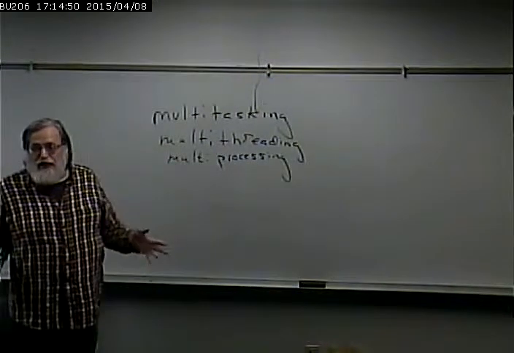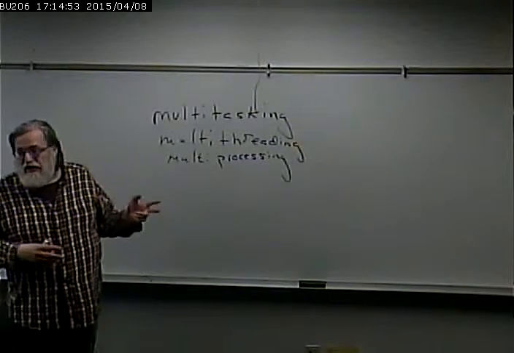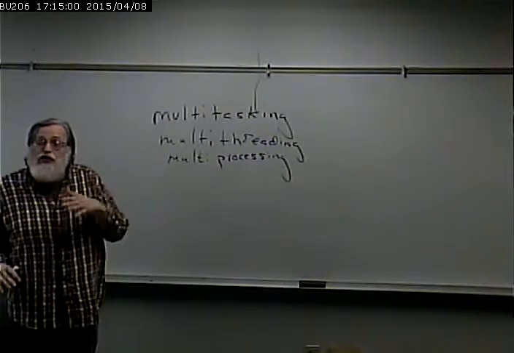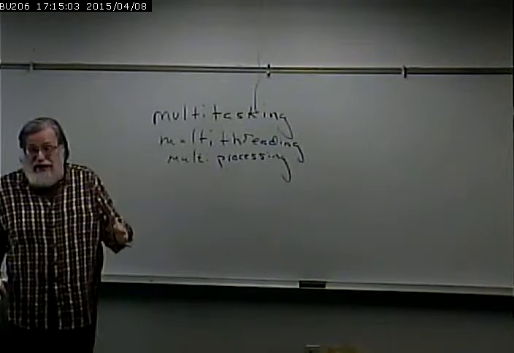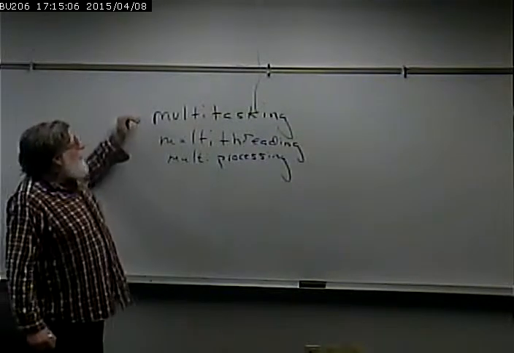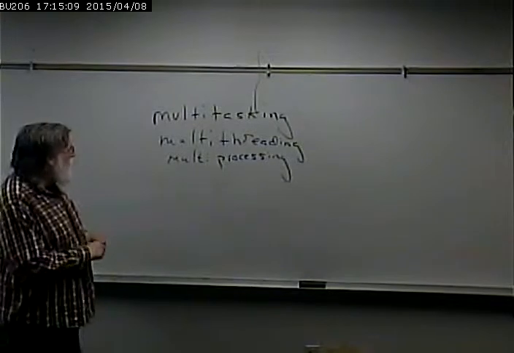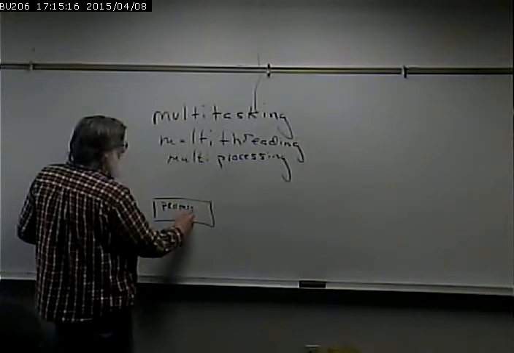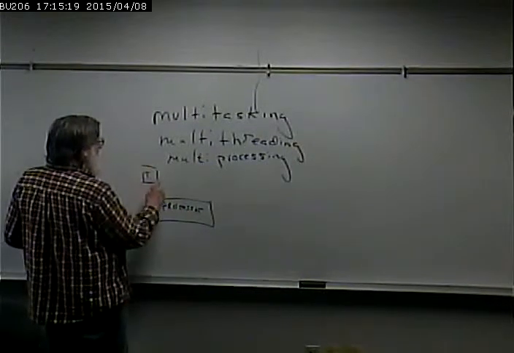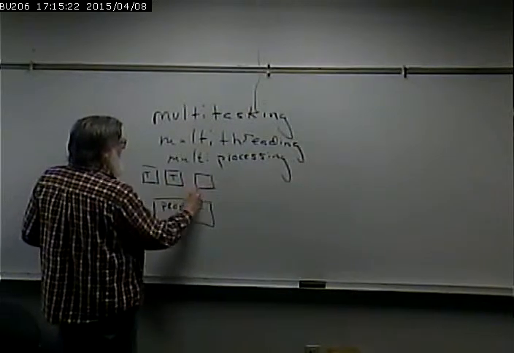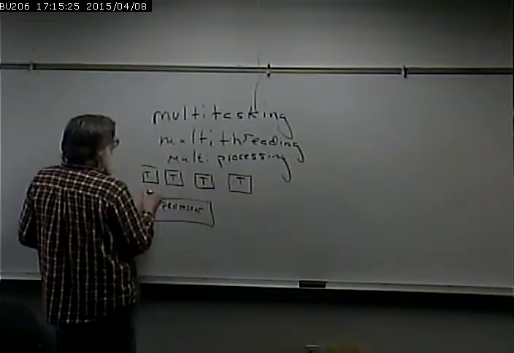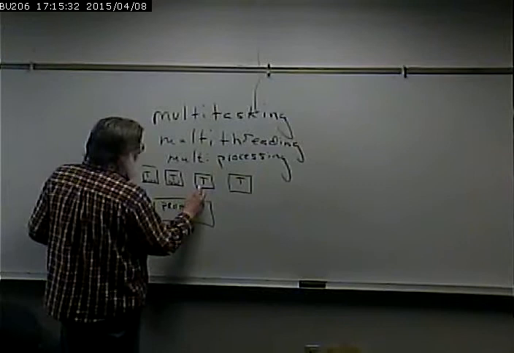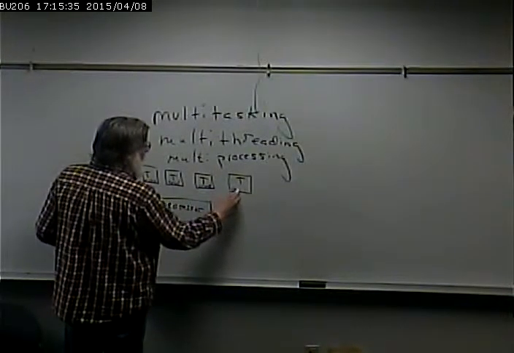Because we can be writing a term paper, surfing the web, listening to music, having an Excel spreadsheet open, and so on. And we can do all of these on human terms at the same time. That is known as multitasking. With multitasking, you have a processor, the CPU, a piece of hardware that can handle a bunch of tasks at the same time. This might be your music player, Excel, Word, Google Chrome, and so on.